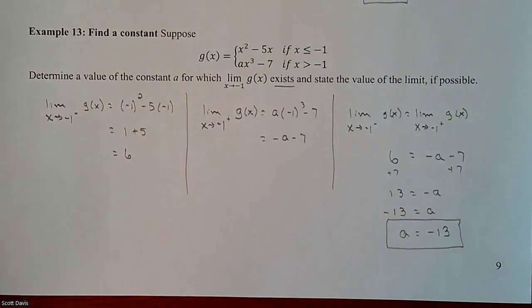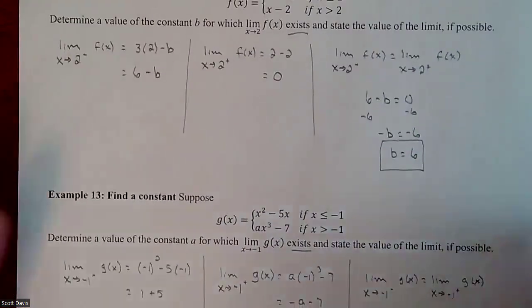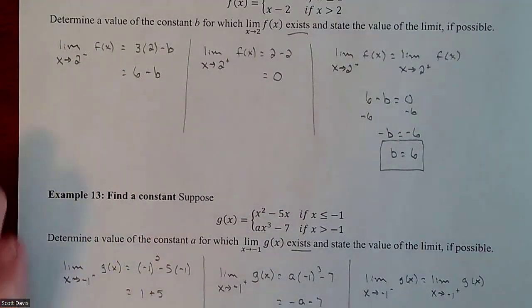All right. So that was a couple different examples that were related to basically forcing a limit to exist by finding each side and then setting them equal to each other and solving for what you didn't know.